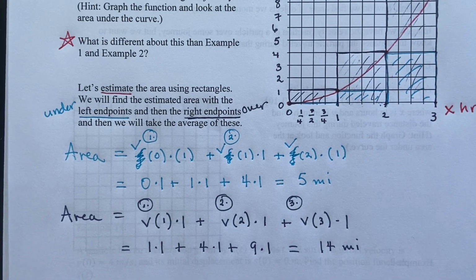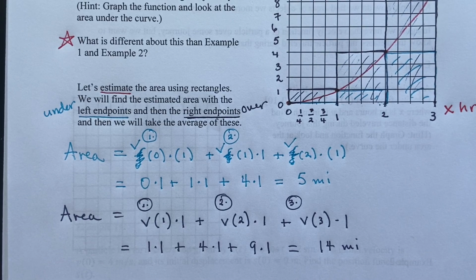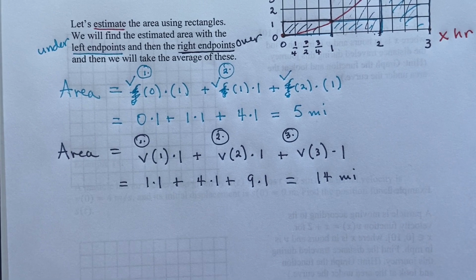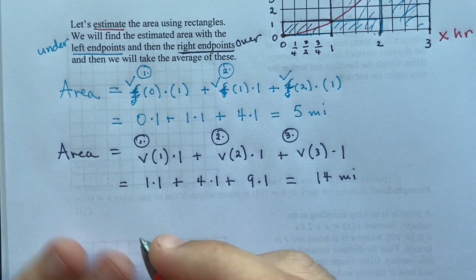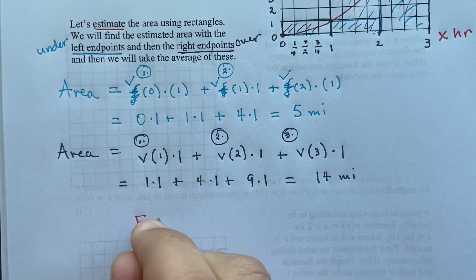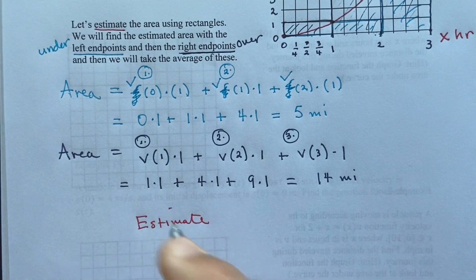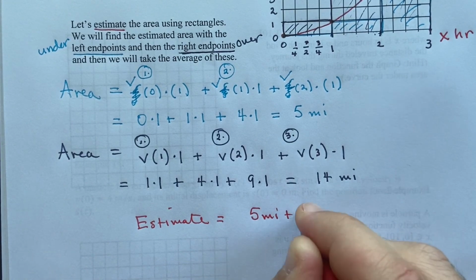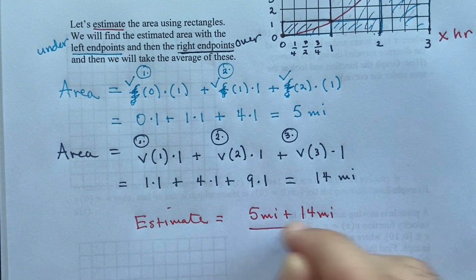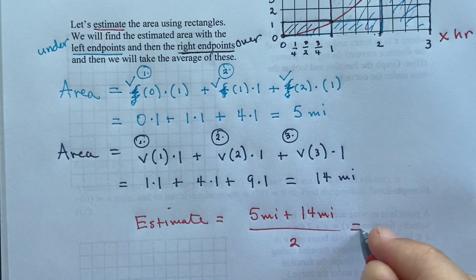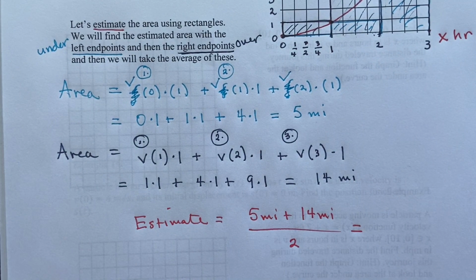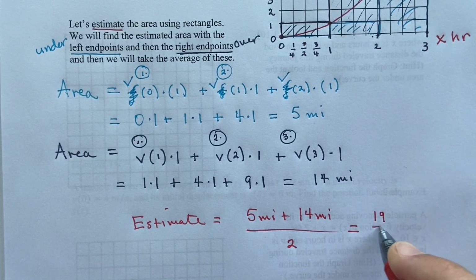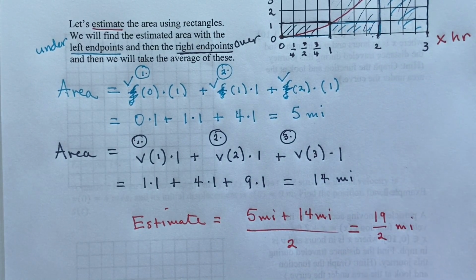And then to make my best guess possible, and really it's still not exact, but it's a better estimate, my estimate would be 5 miles plus 14 miles divided by 2. So 19 halves miles, roughly.